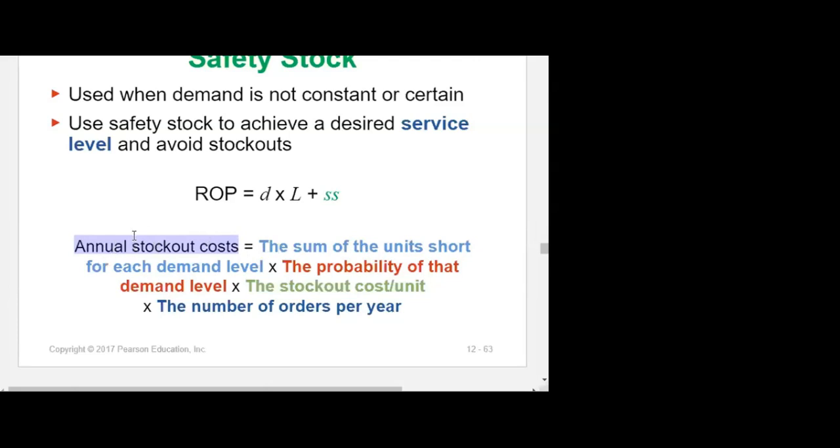The annual stock out cost is the sum of the units short for each demand level, times the probability of the demand level, times the stock out cost, times the number of orders per year. You multiply these numbers, and that will give you the annual stock out cost. And of course, we want to minimize that, right?